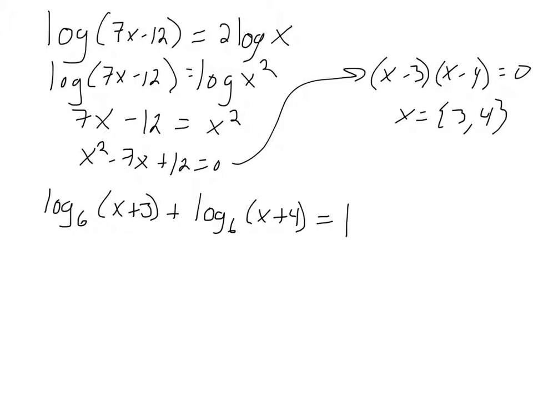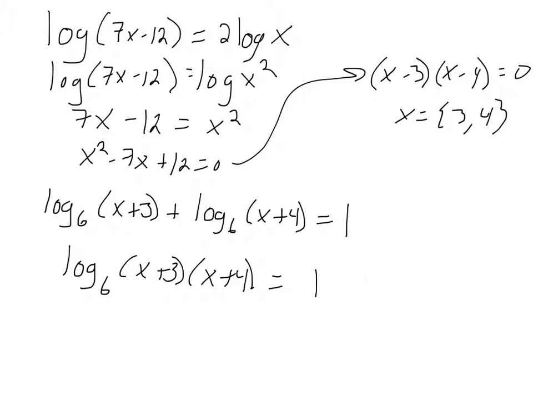Okay, the next one, what property do you think we should use here? Multiply, yep. So log base 6 of x plus 3 times x plus 4, right, equals 1. And 1 is 6 to the what, do you think? 0. Oh, I'm sorry. So let me take that back. 1 is 6 to the 0, but what can we do here? We have log base 6 of x plus 3 times x plus 4 equals 1.